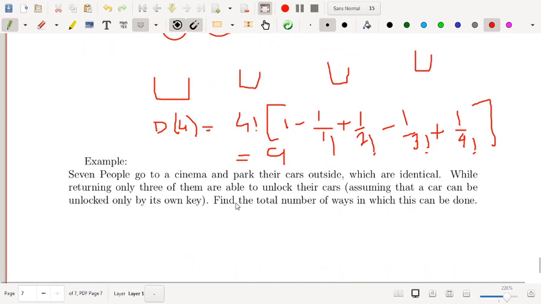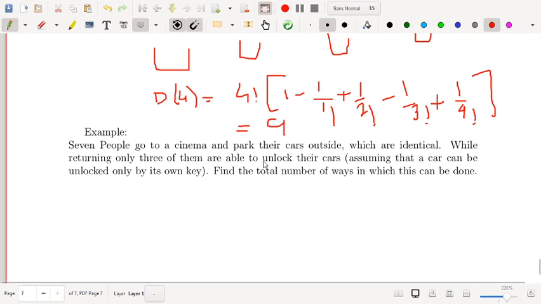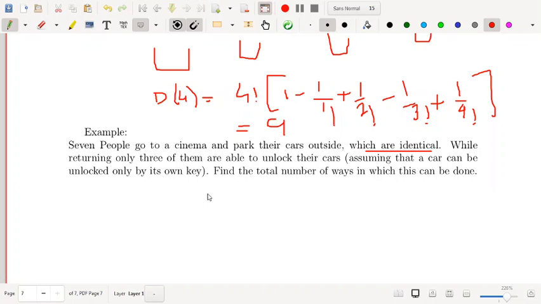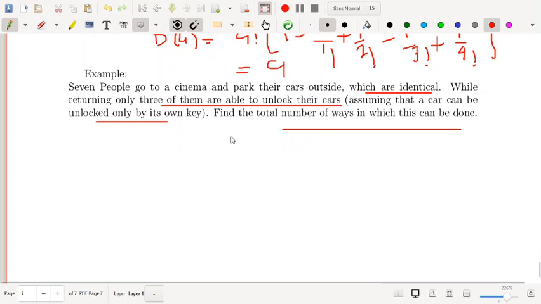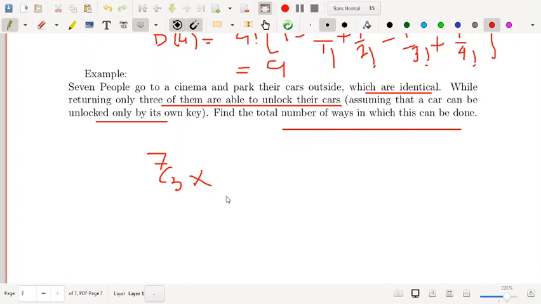Let's have another problem, a different type of problem. 7 people go to a cinema and park their cars outside, which are identical. Maybe all are having the same car, like Maruti Suzuki or Bolero. While returning, only 3 of them are able to unlock their cars, assuming that a car can be unlocked only by its own key. Find the total number of ways in which this can be done. So out of 7, only 3 people can unlock their cars. So out of 7, we have to select 7C3, and the rest of the 4 people cannot unlock their cars because they have a derangement actually.